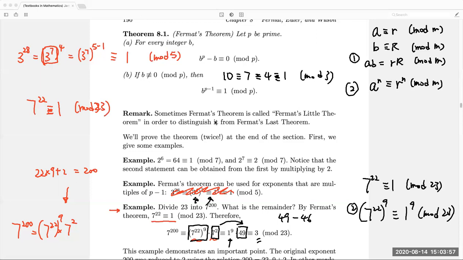Any question here? No? It's already very difficult, is it?